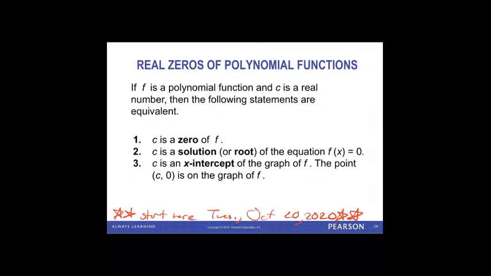Okay. So we want to start the topic with real zeros of polynomial functions. If f is a polynomial function and c is a real number, then the following statements are equivalent. If c is a zero of f, c is a solution or root of the function, c is an x-intercept of the graph. These four terms are synonymous. We use them interchangeably. So if you ever hear me say any one of these four, they all mean the same thing. Okay. So we're asked to find the zeros of each polynomial.